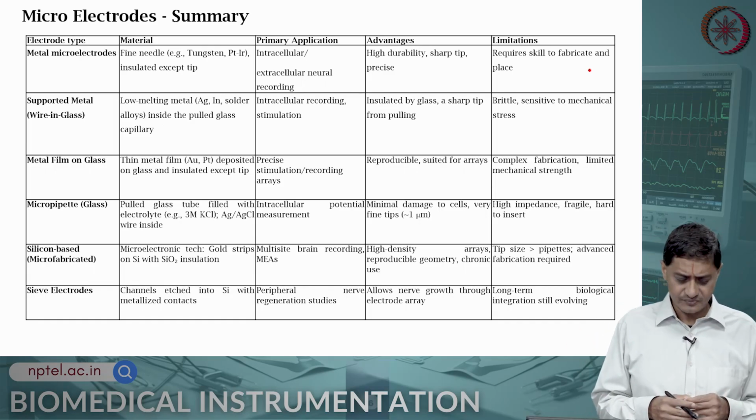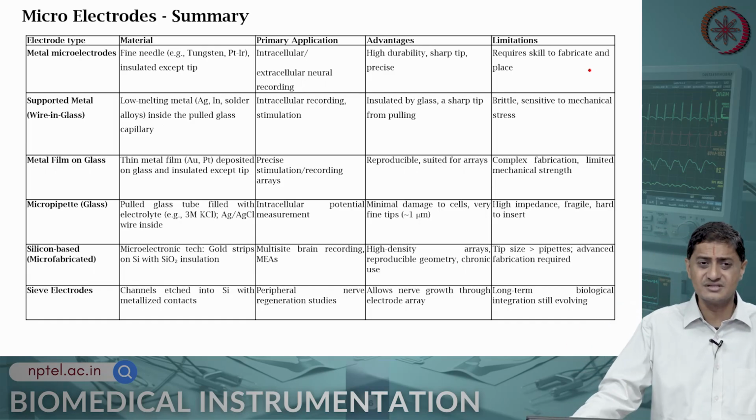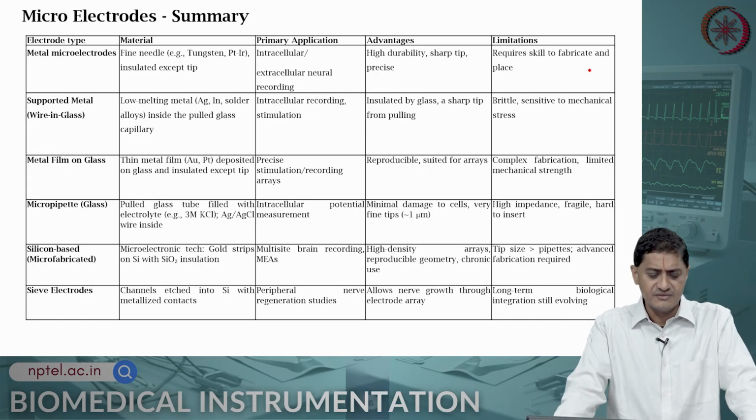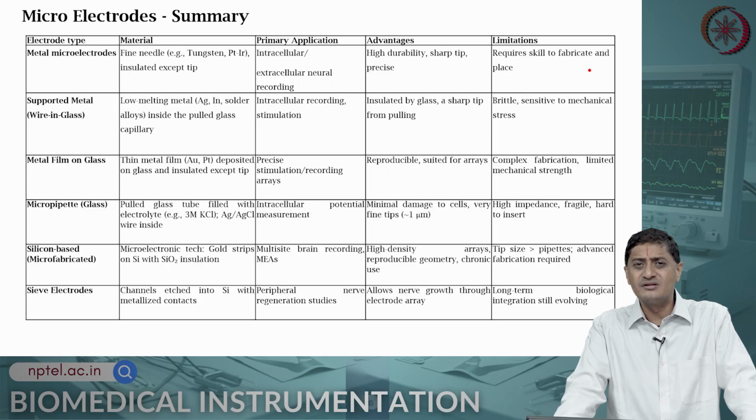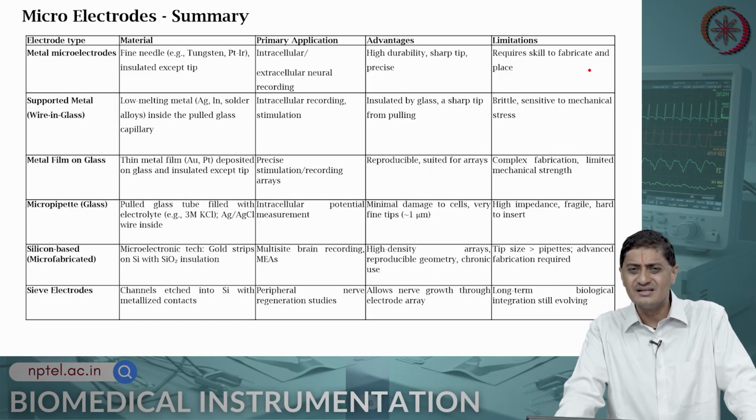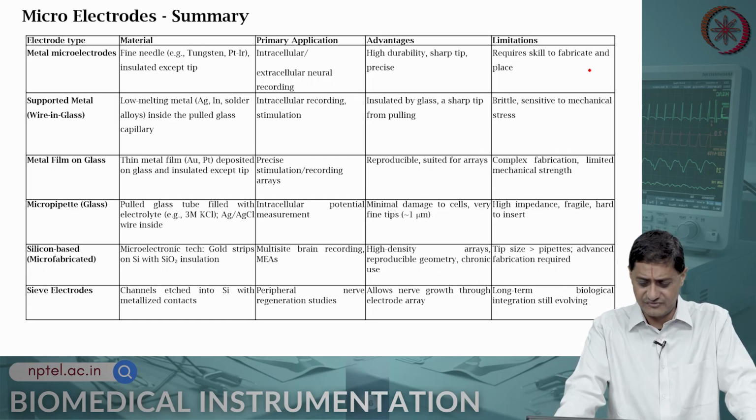And then you have sieve electrodes, channels that are etched into silicon with metallized contacts. These are used in peripheral neuronal regeneration studies, and this allows nerve growth through the electrode array. These are used for long term. The limitation is that long term biological integration is not really yet a well established phenomenon.